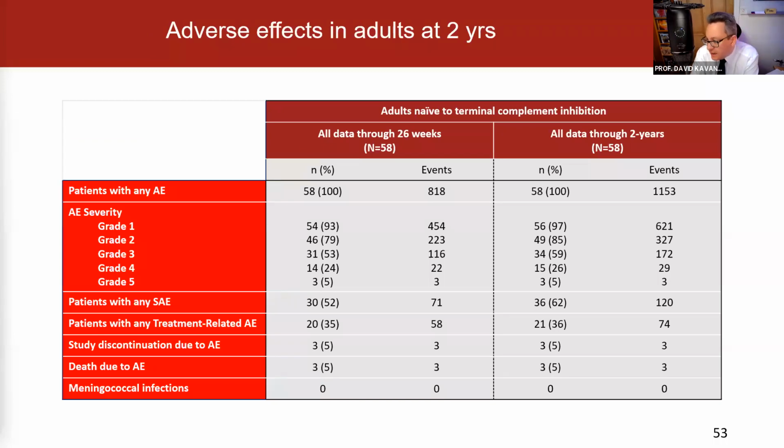Adverse effects in adults. We've been through the main problems. I think the patients that died undoubtedly did not have atypical aHUS, and they were dying of sepsis or uncontrolled hypertension with bleeds. Meningococcal infections haven't been seen in this trial, but clearly the risk is the same. It does the same as eculizumab, so we would expect ravulizumab to have exactly the same safety profile.